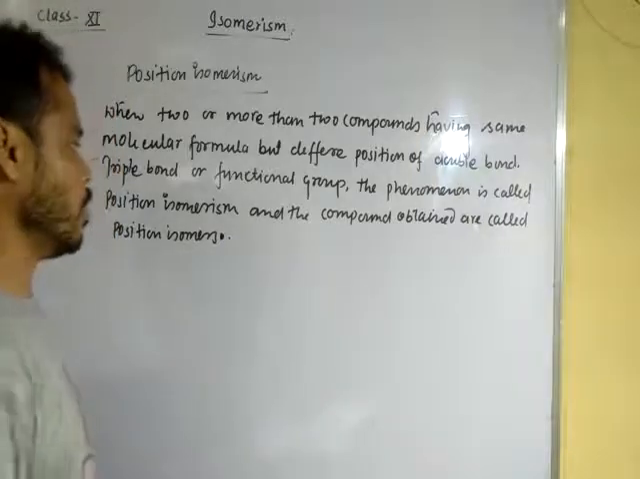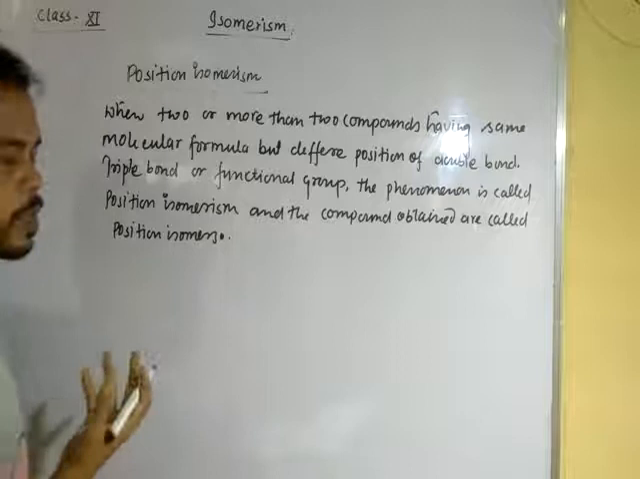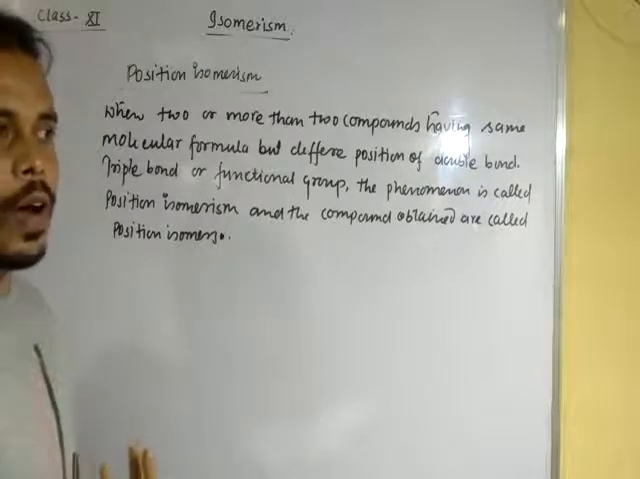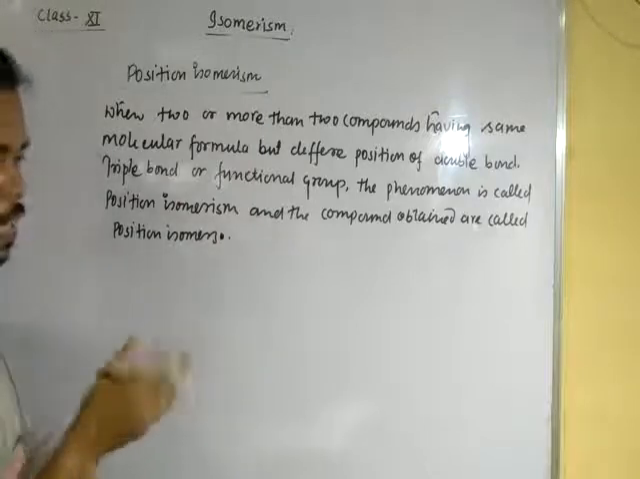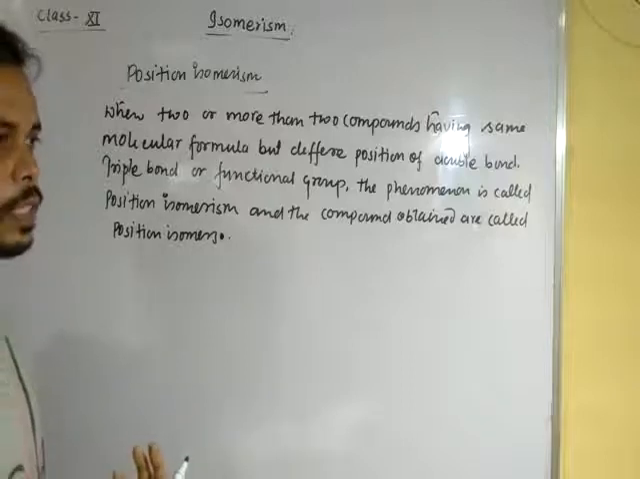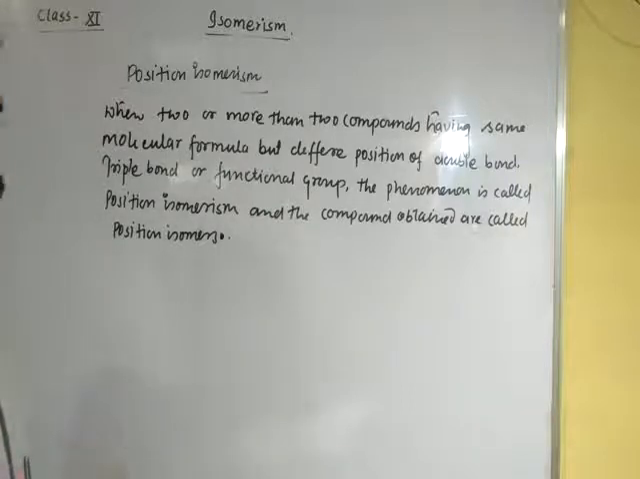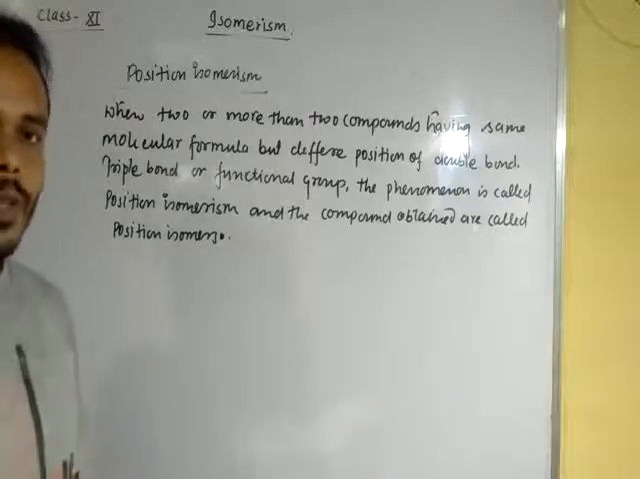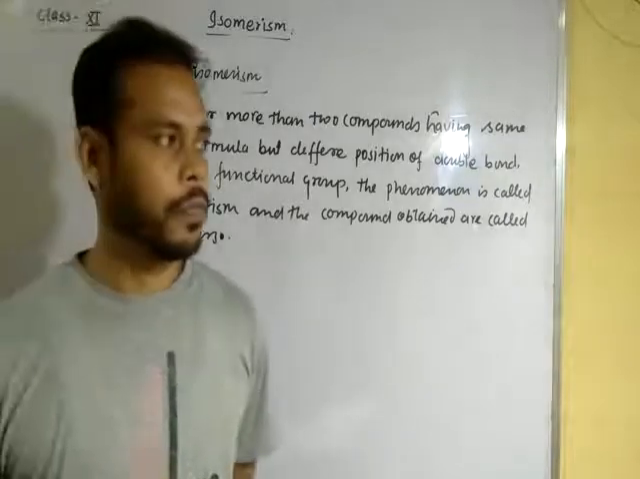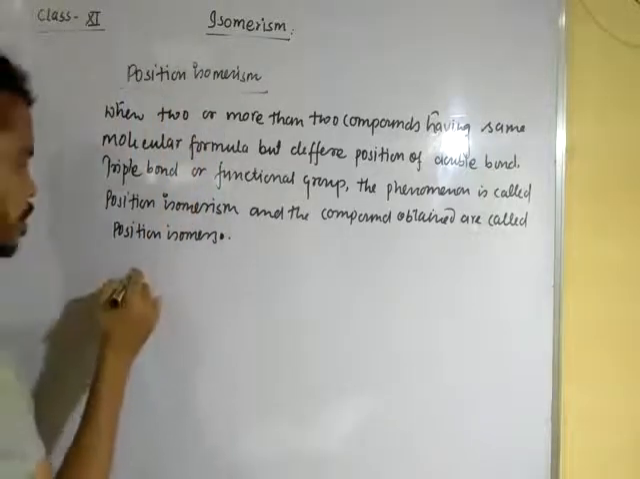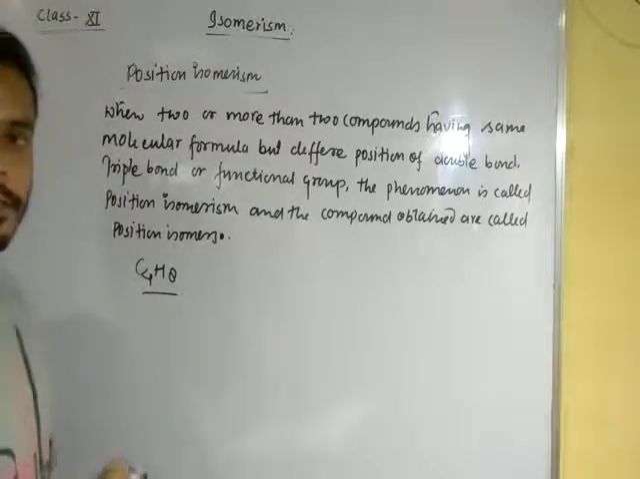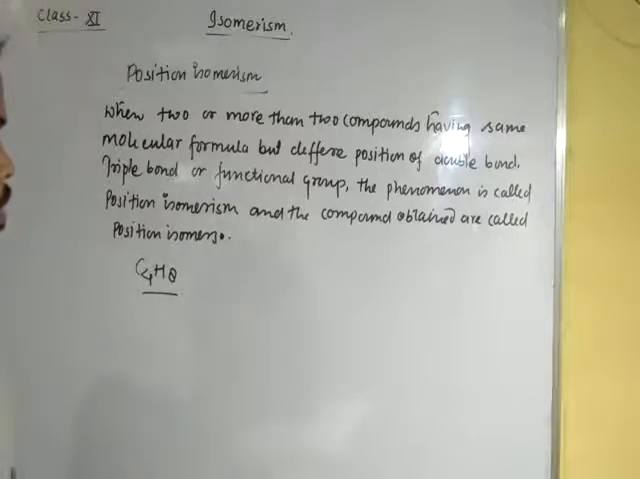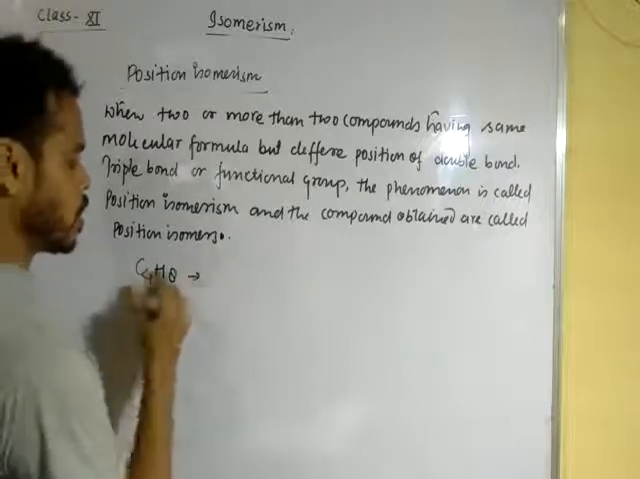Very important, dear student. Now see the example. Suppose we have a compound of the alkene series. In the alkene series, if you want to find position isomers, then the number of carbon atoms should be greater than 3. So we take C4H8. This is the member of the alkene series named butene.